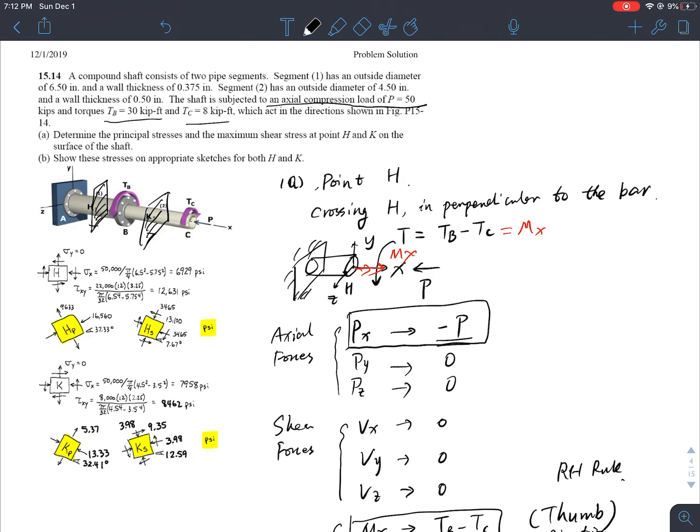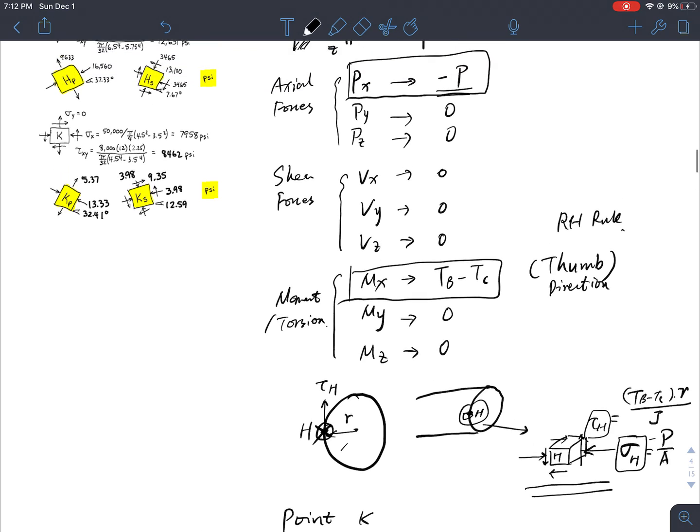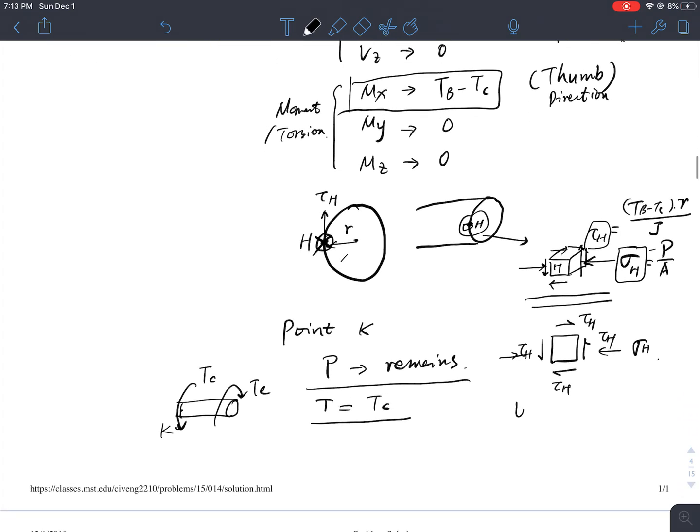Now the question is asking, what about the principal stresses? For instance, for point H here, since I have the shear stress tau, and I have a sigma H, which is the axial stress, I can use the equation to find my principal stresses. So basically I'm looking at a 2D element where I have a shear, tau H, and I have a compression, sigma H. You can use Mohr's circle to find the principal stress.